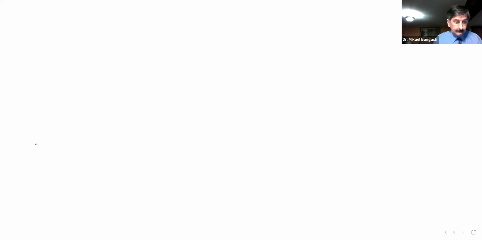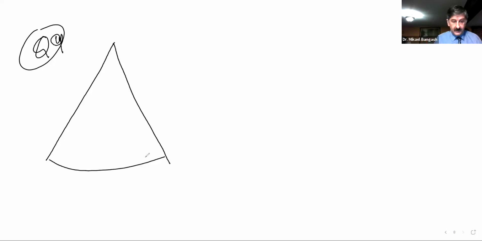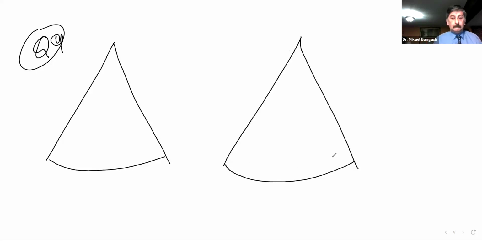Question number 9. A sonographer has increased the line density from 1 line per degree of a sector to 3 lines per degree of the sector. So what do we have? We have a sector. Now here it doesn't say more.